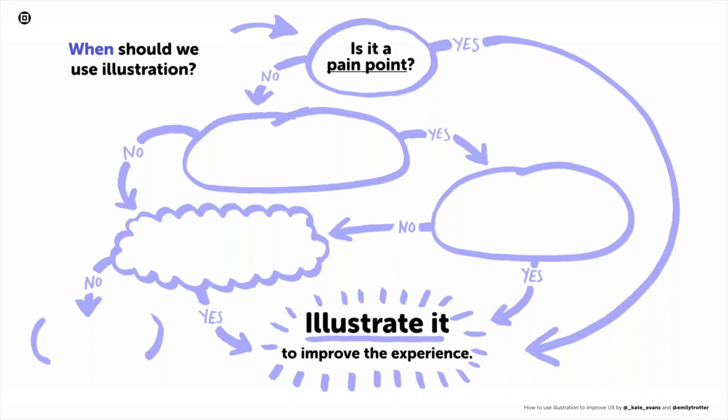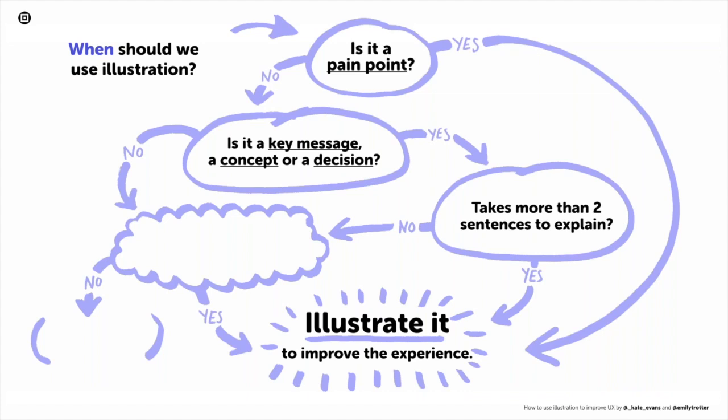Okay, next one. So next on here we've got, is it a key message, a concept, or a decision which takes more than 2 sentences to explain? A key message is the thing you want your audience to take away with them. If your key message is complex or difficult to explain in words, an illustration can help to visualize, with the added bonus that an illustration will also draw in the eye.